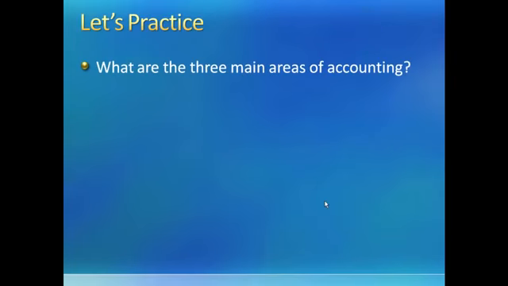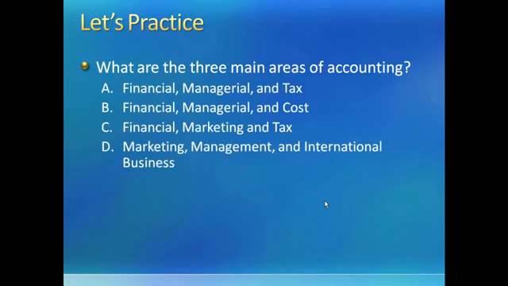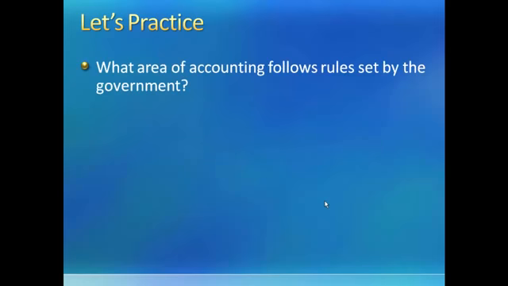So now let's practice. Our first question is, what are the three main areas of accounting? We already know those three areas of accounting are tax, managerial, and financial. So if we're given a multiple choice question, we look at our options with the idea already in mind of what that option should look like. So we look for the option that includes financial, managerial, and tax. And right away, we see that's option A.